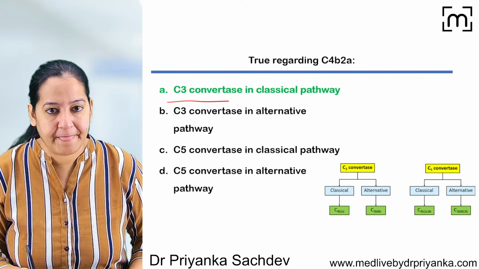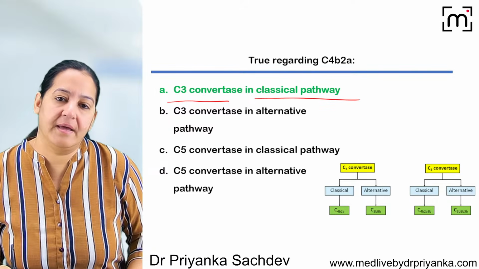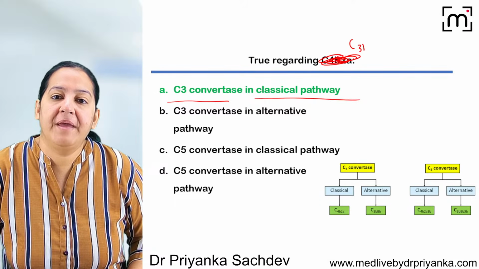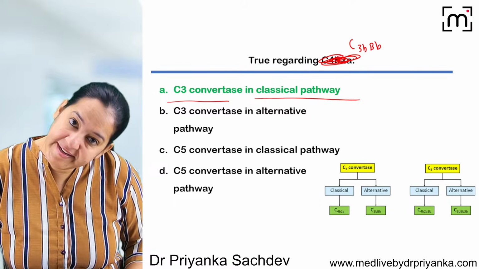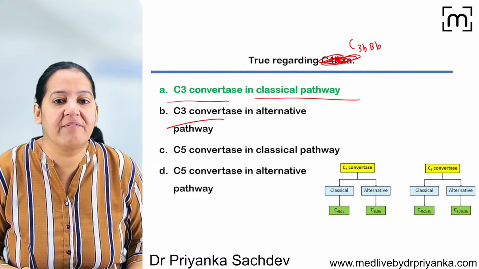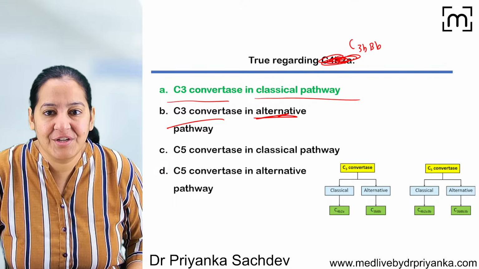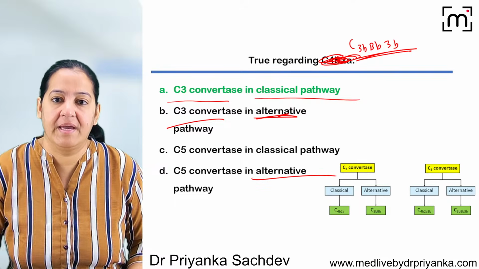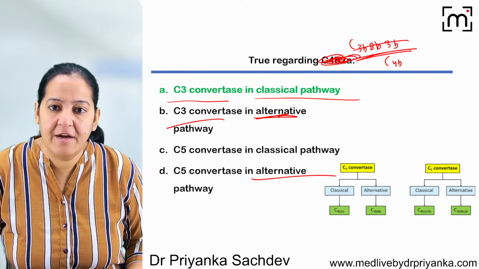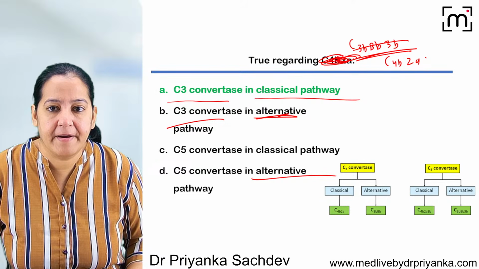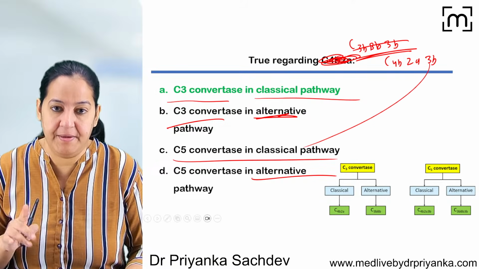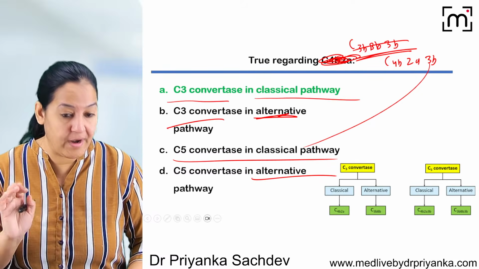So C4B2A is the C3 convertase in the classical pathway. If I change the question to C3BBB, what is the answer now? Again it's C3 convertase, but this time of the alternate pathway. If I change to C3BBB3B, it becomes the C5 convertase of the alternate pathway. And if I change it to C4B2A3B, again it will be the C5 convertase of classical. So you get 4 questions: C3, C5, classical, alternate. Learn all 4 at the tip of your tongue.